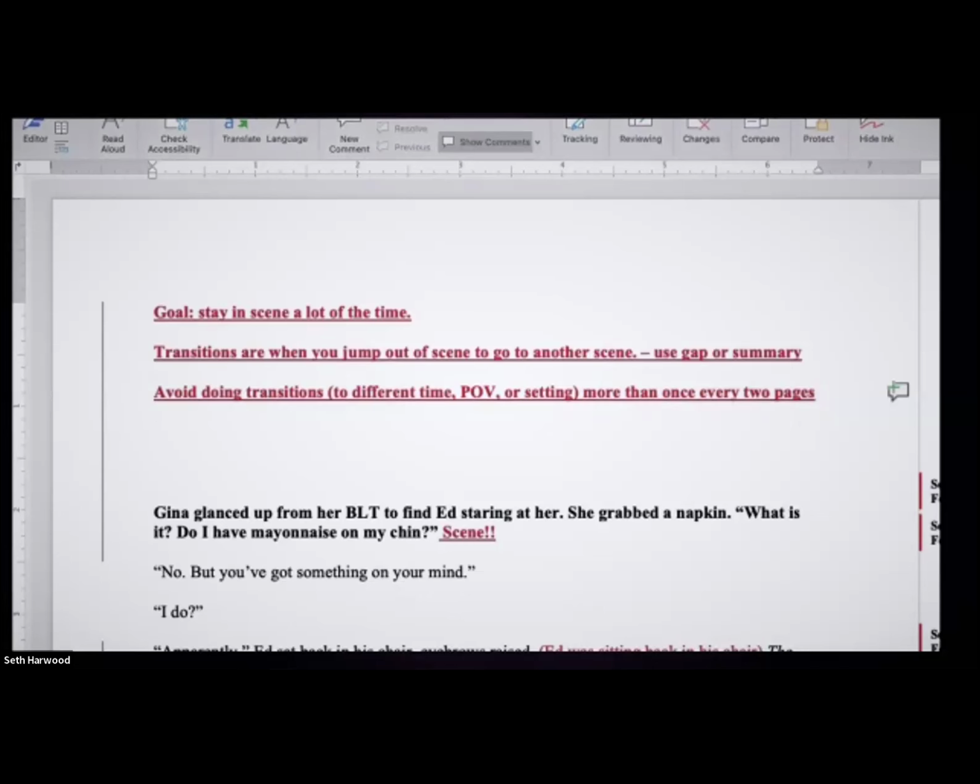So avoid doing transitions more than once every 2 pages, which is a very broad general rule, so don't take offense at that. But I think it's helpful, because the places where writers get in trouble and lose readers is when they have transitions that they don't realize they're making. Like you go into flashback or you transition into summary and you don't realize that you were doing that. Does that make sense?